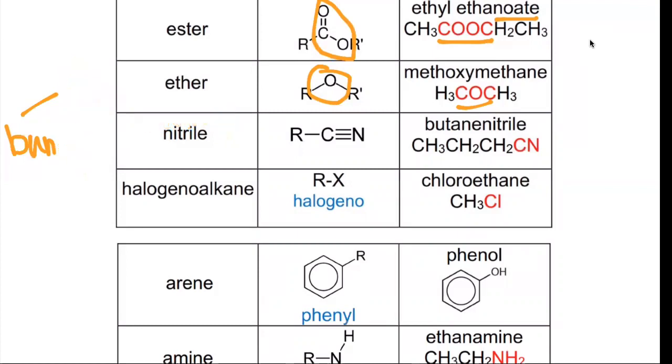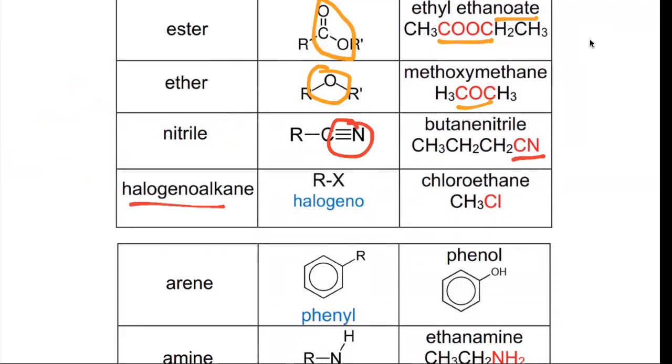All right. The next one is the first one that's going to have a different element other than oxygen, and that is the nitrile. The nitrile has a triple bonded nitrogen connected to the end of a carbon on the chain. So it'll end like this, CN. Okay.